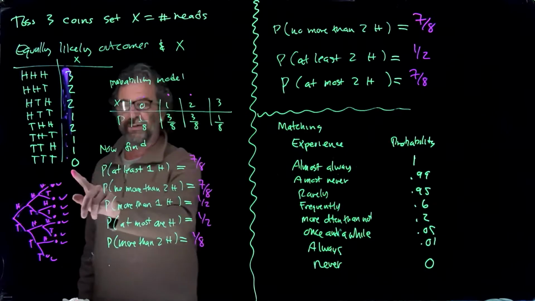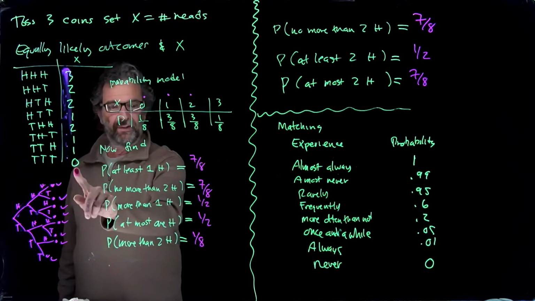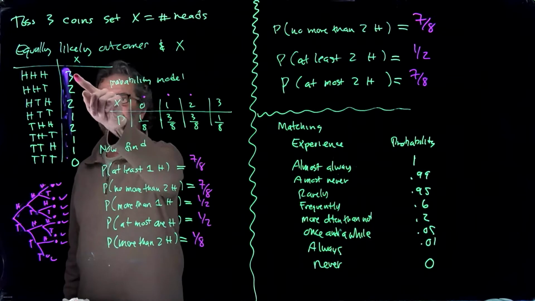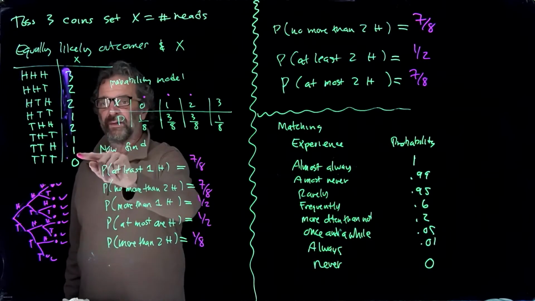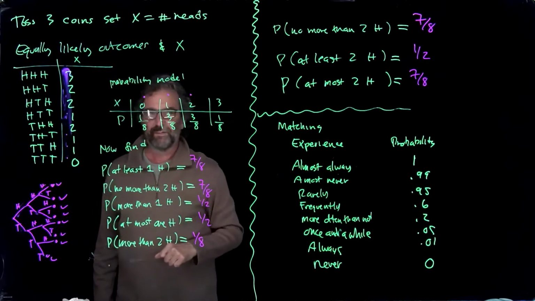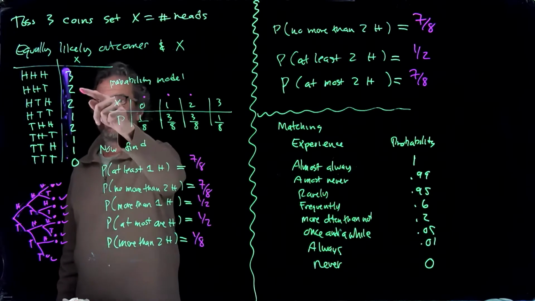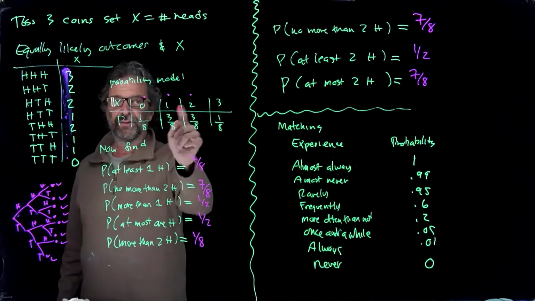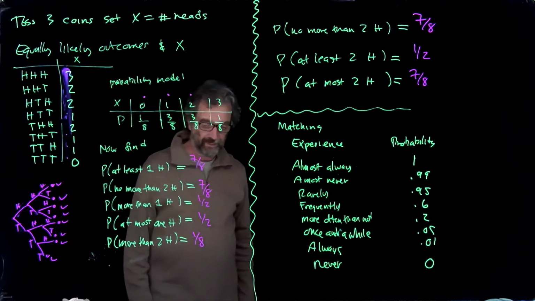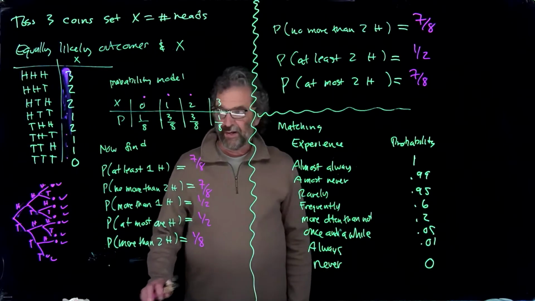Or we could look at these and not actually have to count them. Go no more than 2. That's everything except 3. It's all of these. So that's, did I get it wrong? No more than 2. It can't be 3. So all of these and all of those, same thing. That's 7/8. So we did that.